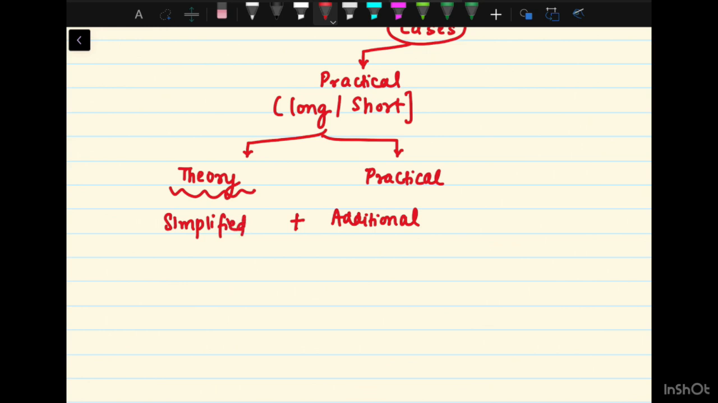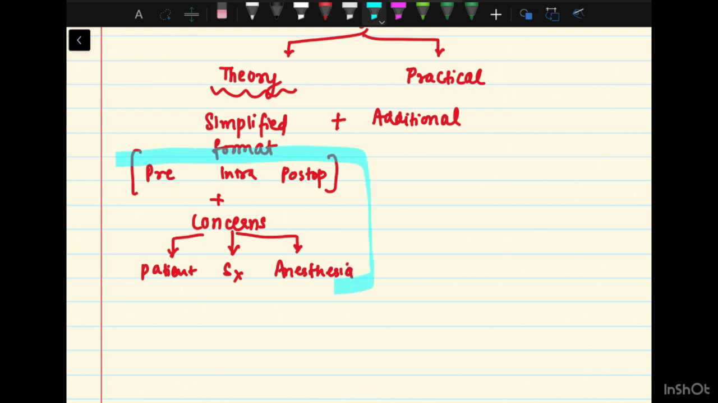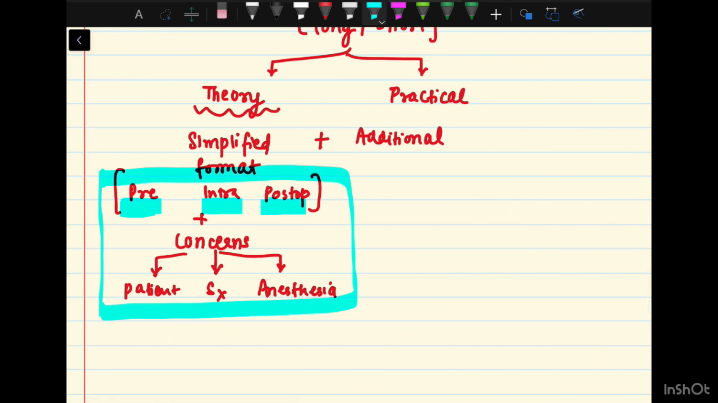You should have some simplified notes, some simplified format for the pre, intra, and post-op area, along with the concerns, which you divide into patient related concerns, surgery related concerns, and anesthesia related concerns. So the format I am talking about is the concerns and the pre, intra, and post-op. What do you do in pre? What do you do in intra and post-op? This is something that you have to make segregated, simplified notes for, for that particular case.